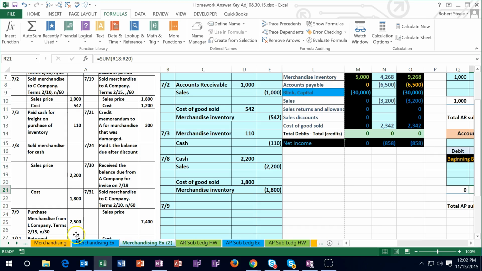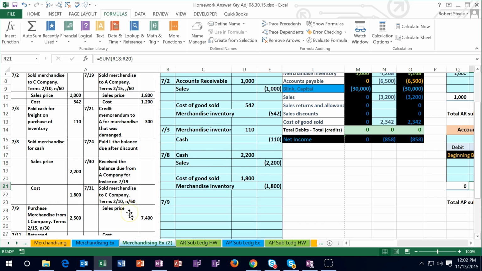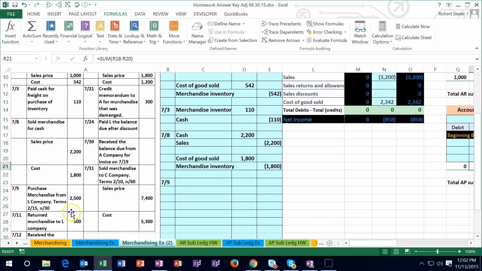Purchase merchandise from L Company, terms 2/15, n/30. So we're purchasing the merchandise. We're purchasing it from L, and the terms mean that we get a 2% discount if we pay within 15 days. Otherwise, we have to pay it within 30 days, or they might come after us at that point in time. And so we're going to record it at this time as if we're not going to take the discount. And then if we take the discount, then we'll account for that when we make the payment. So we don't really even need to know this for this point. We're going to need to know it when we make the payment if we pay it within 15 days.